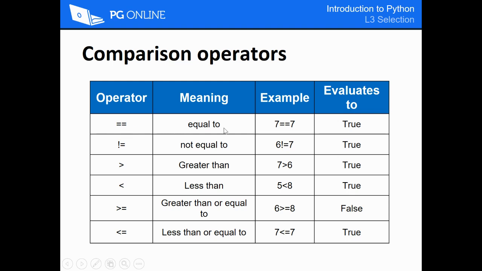The operator of 2 equal signs means equal to, so 7 is equal to 7 evaluates to true. Not equal to: if 6 is not equal to 7, then it's true. This is a greater than, so 7 is greater than 6 is true, whereas a less than, 5 is less than 8, is true. Equal to or greater than: 6 is equal to or greater than 8, no, it's false. And again, less than or equal to 7 will be true. Okay? So just check your answers now.